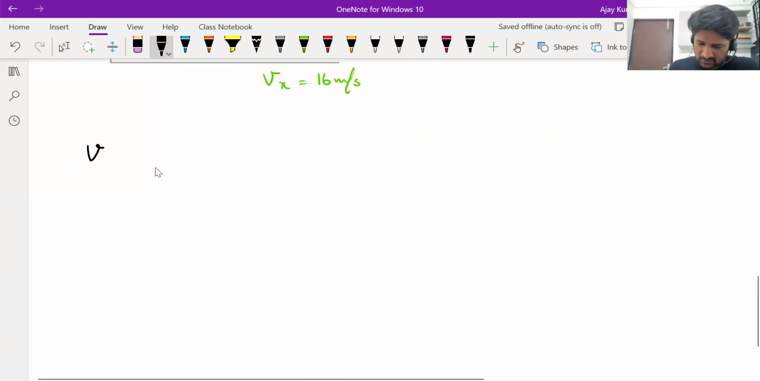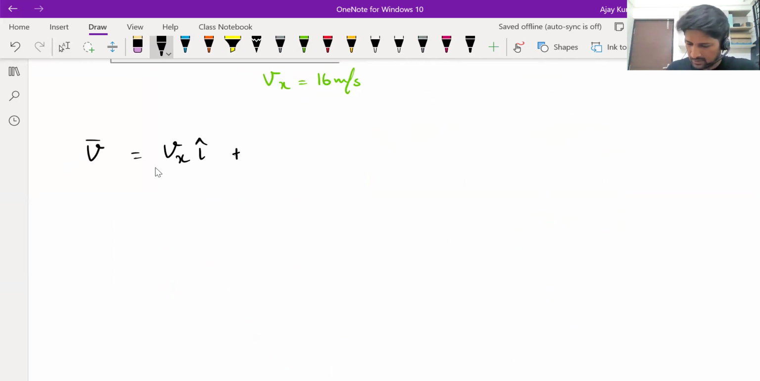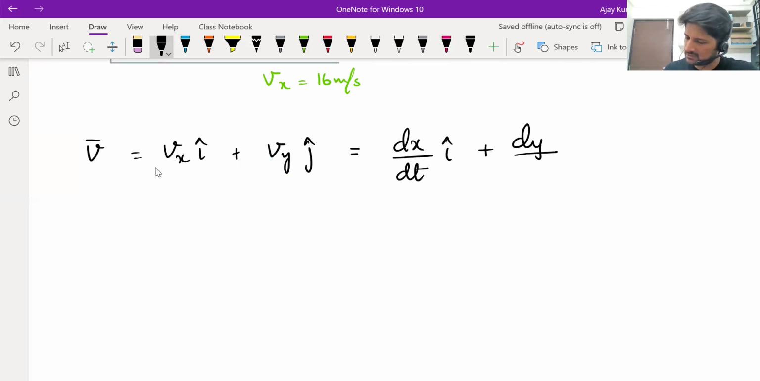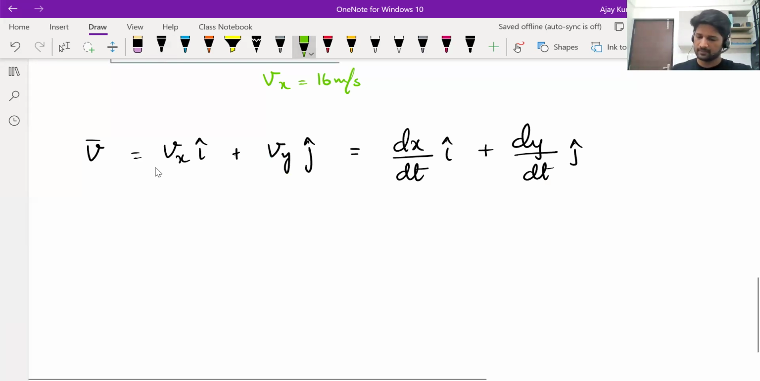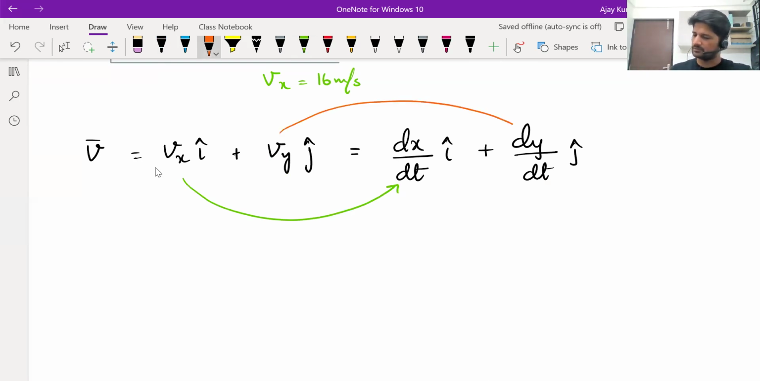So we can write velocity as x component i cap plus y component j cap. And how do you get this? The x component of velocity is how quickly the x coordinate changes, and the y component of velocity is how quickly the y coordinate changes. So the rate of change of x coordinate is the x component of the velocity, and the rate of change of y coordinate is the y component of the velocity. That's all.